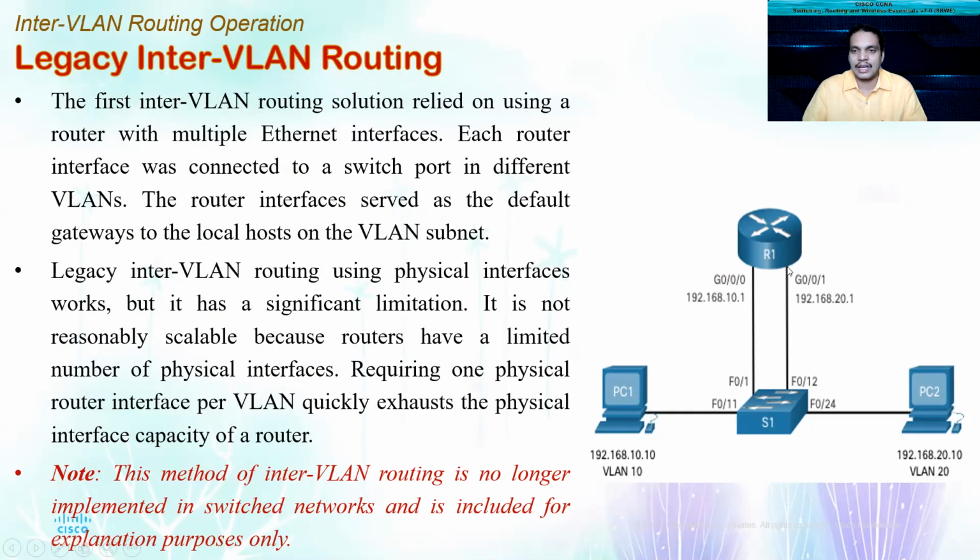The problem with this technique is that the number of physical ports on a router is very limited. It does not scale well. If you want to add maybe 10 more or 20 more VLANs, this won't work. If you require one physical router interface for one VLAN, it quickly exhausts the number of interfaces present on the router. This is no longer implemented, and this is just for your explanation purposes only.